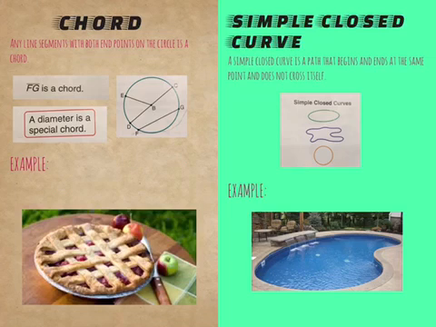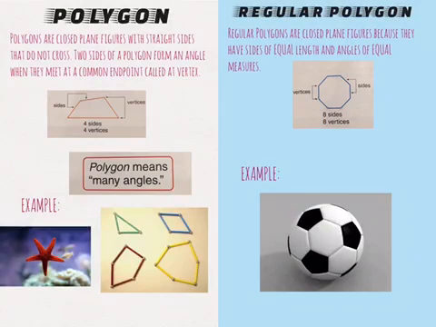A simple closed curve is a path that begins and ends at the same point and does not cross itself. These are examples of closed curves. Polygons are closed plane figures with straight sides that do not cross. Two sides of a polygon form an angle when they meet at a common endpoint called a vertex. Polygon means many angles. These are regular polygons because they each have sides of equal length and angles of equal measure.